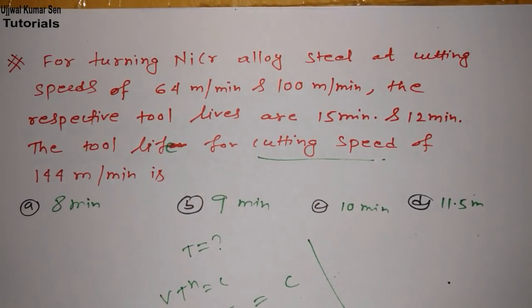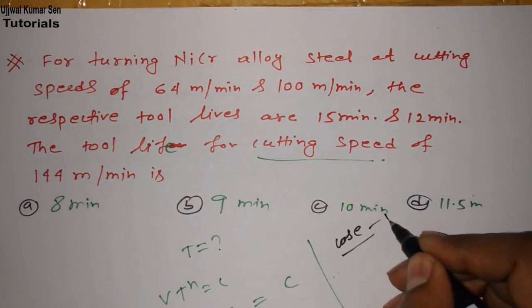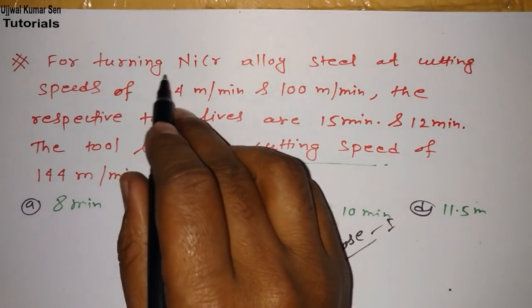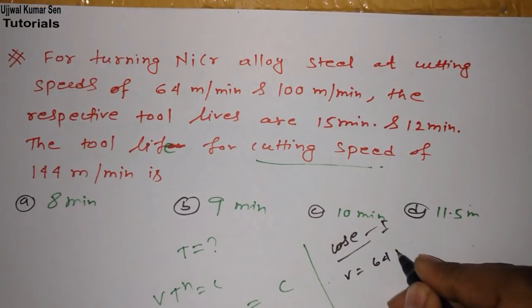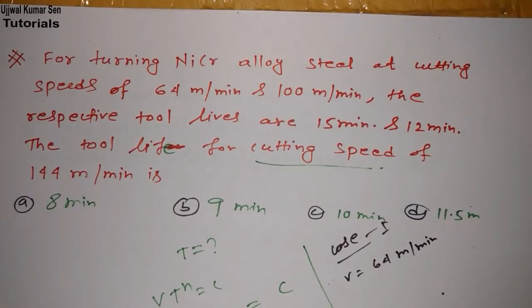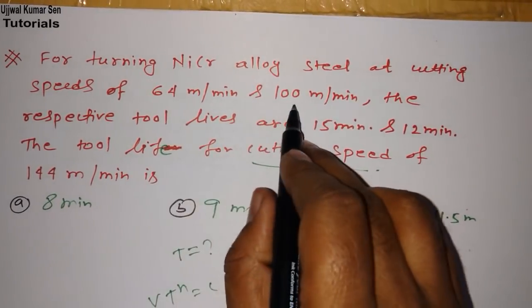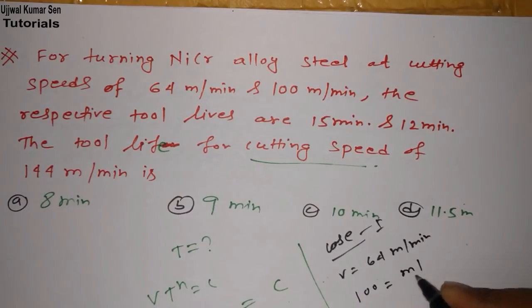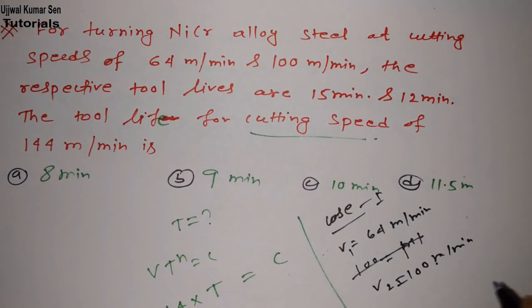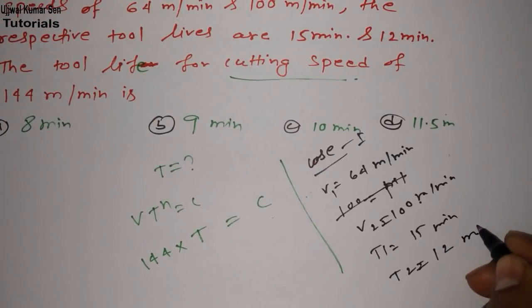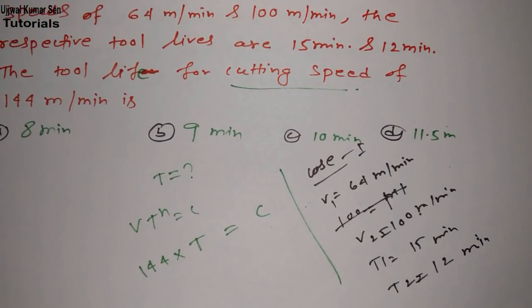They have given a case here also. For turning nickel and chromium alloy steel at a cutting speed of V1 is equal to 64, units play the most important role, so don't forget to write the unit. V1 is 64 and V2 is 100 meter per minute. The respective tool lives are T1 is equal to 15 minutes and T2 is equal to 12 minutes. Now, find the tool life for the cutting speed.